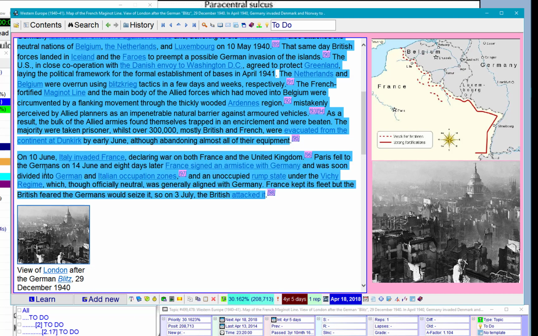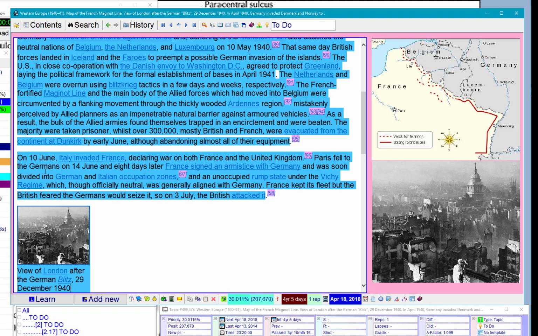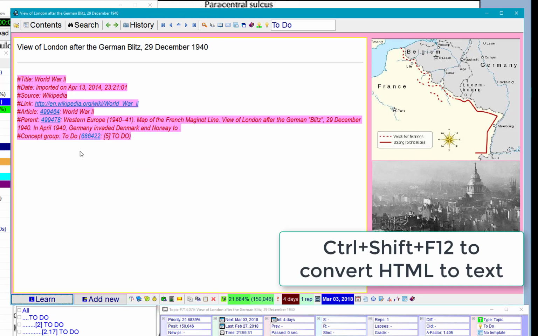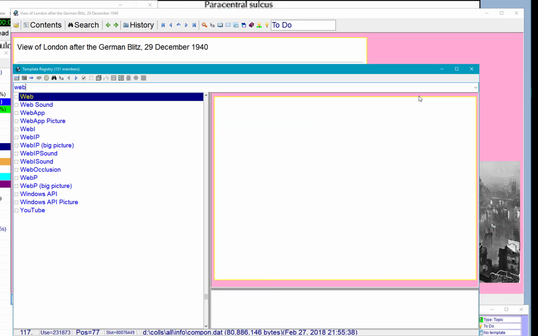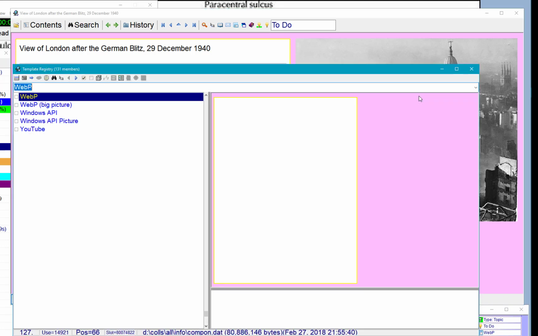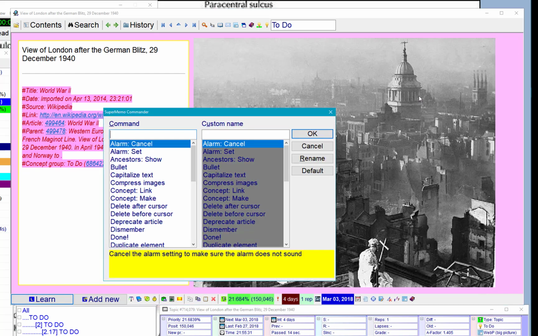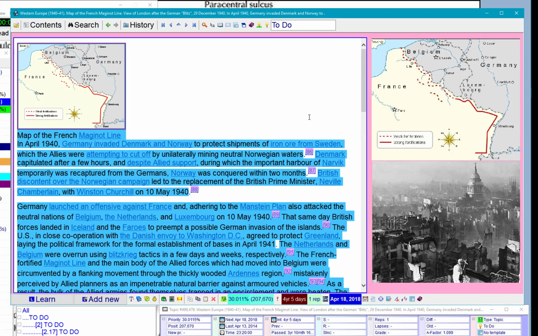Those things I do tomorrow. View of Blitz. Journal. Yes, we can do a picture nicely. Oh boy. Okay. That's nice. Big picture. Okay, what's next?